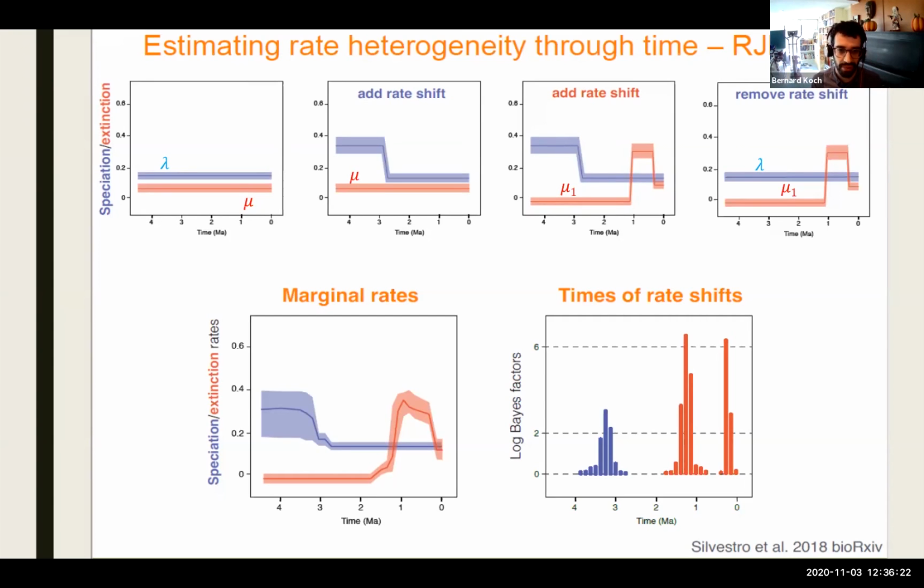So in the top row, you can see how this might happen. You start with a single birth and death rate. The model proposes to add a shift in birth rates. Then it proposes to add a shift in death rates. And ultimately it decides that a better fit would be to remove that first birth rate shift. So at the end, you end up with a bunch of birth-death processes concatenated together.